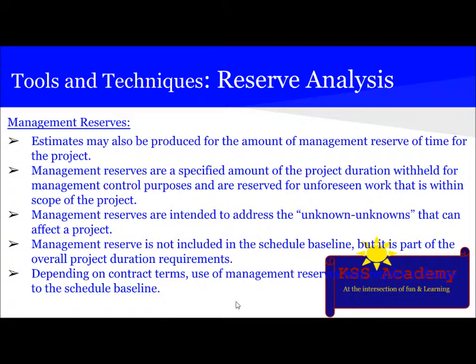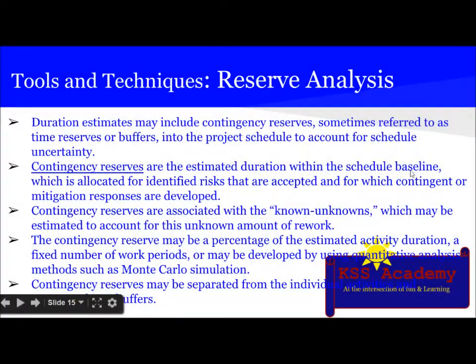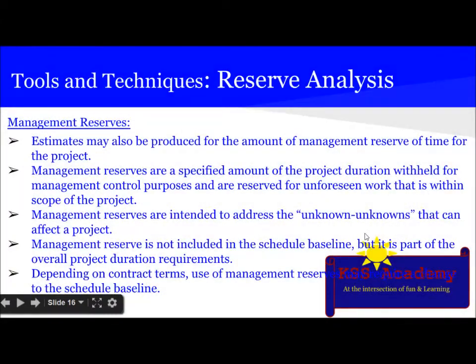Management reserves are a specified amount of project duration withheld for management control purposes and are reserved for unforeseen work that is within the scope of the project. Management reserves are intended to address the unknowns. This is the difference between the contingency reserve and management reserve. Contingency reserves are known unknowns, and for management reserve it's unknown unknowns that can affect the project. Management reserve is not included in the schedule baseline, but it is a part of overall project duration requirement. Depending on the contract terms, use of management reserve may require a change to the schedule baseline.